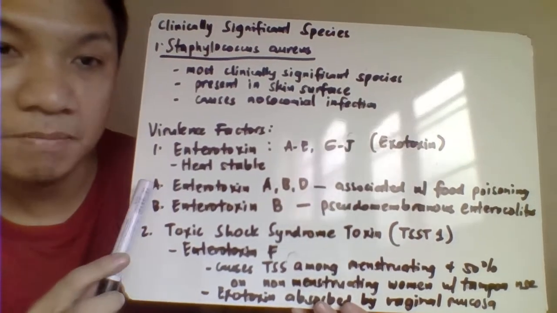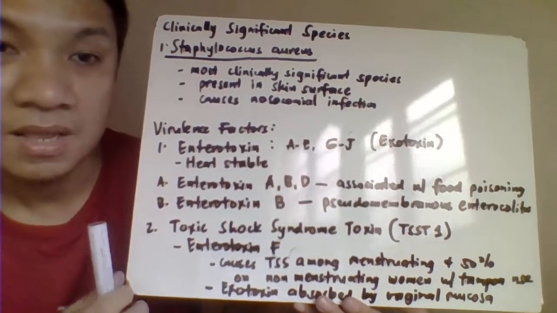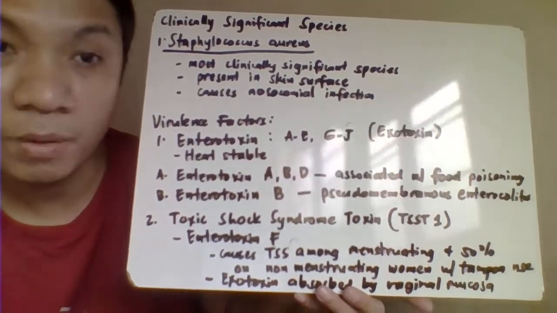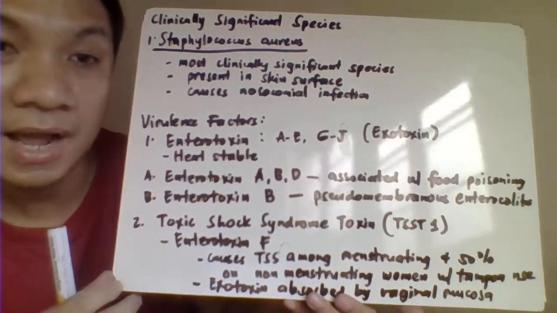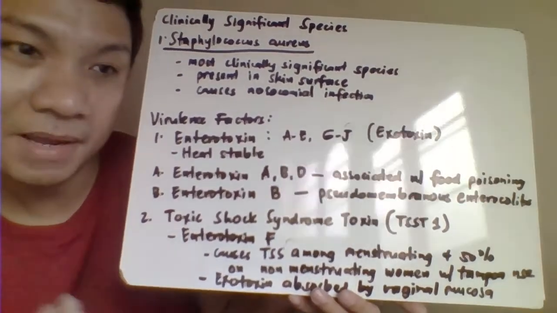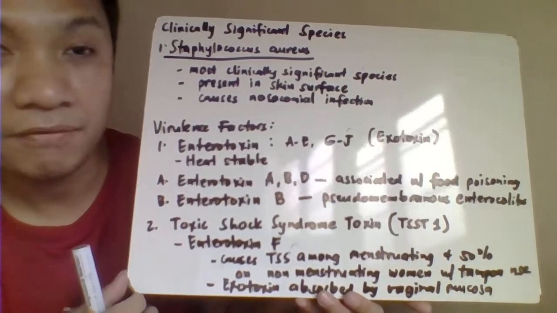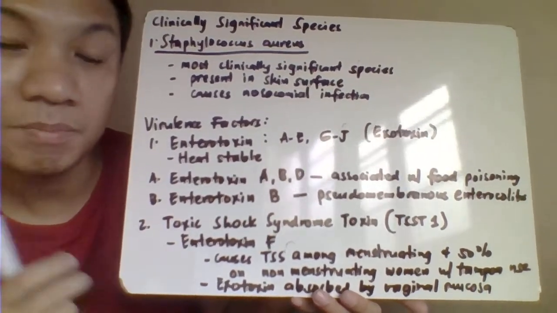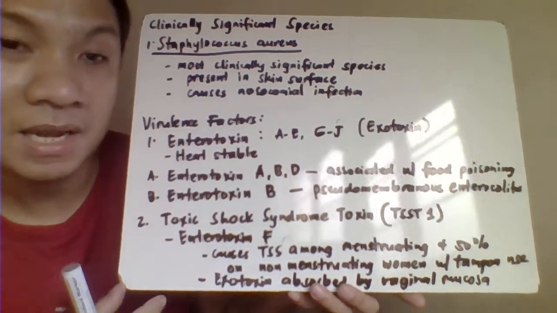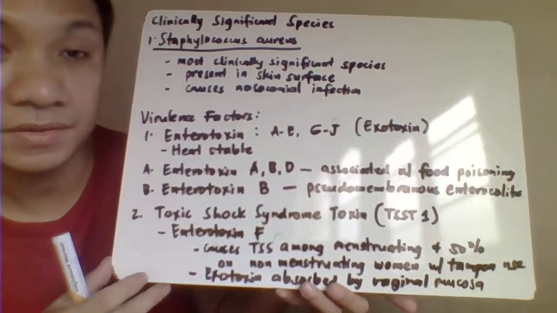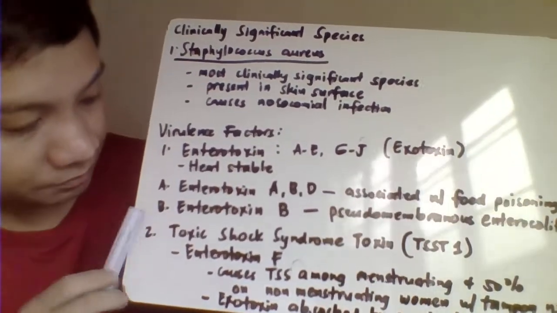Pag sinabing heat stable, even if you try to heat your food, for example, even up to 100 degrees Celsius, hindi siya namamatay. So, yun ang mahirap sa kanya. Kahit na i-heat natin ang ating food, so still, toxic pa rin pag ang food natin has been contaminated by this toxin, it try to still cause here diarrhea or vomiting.